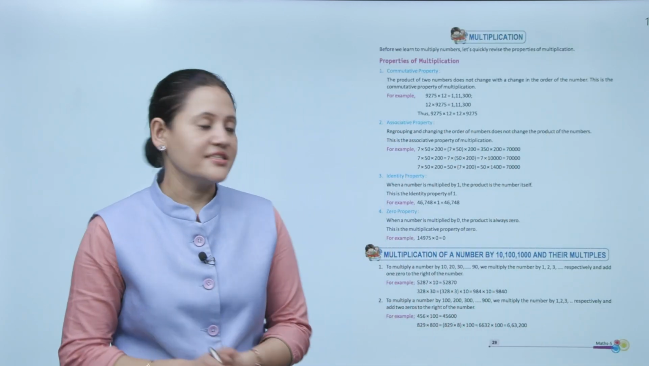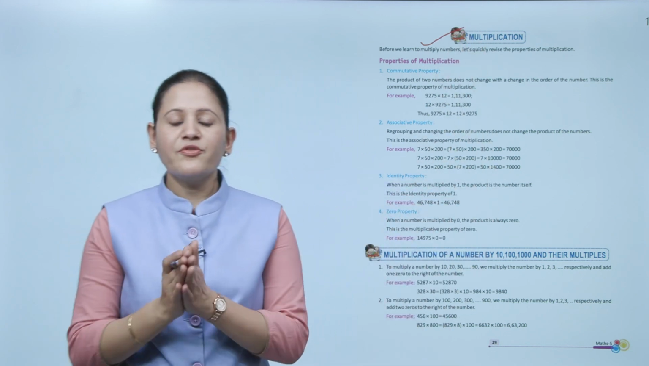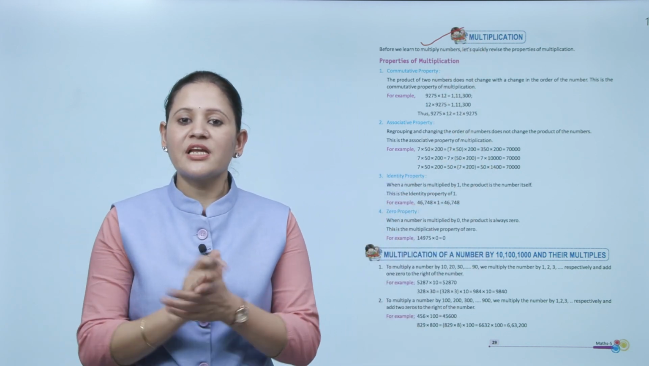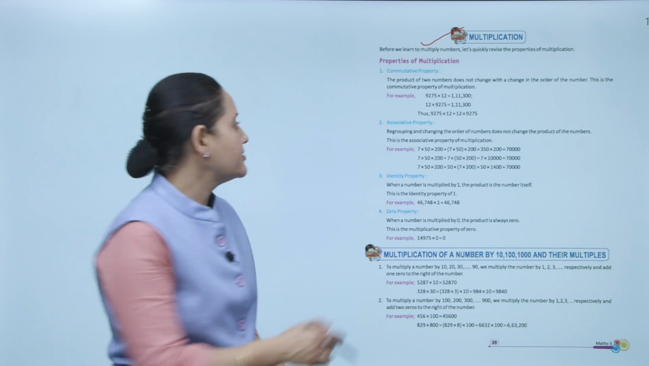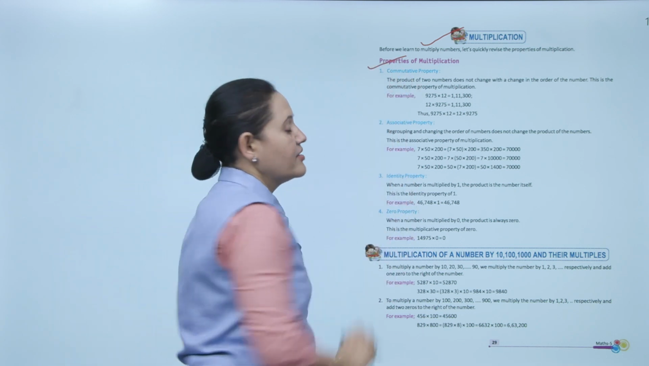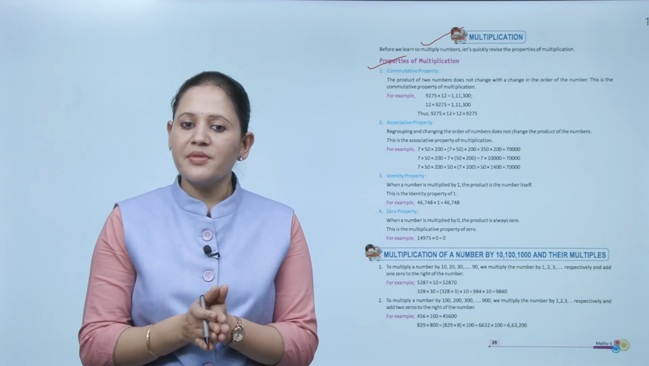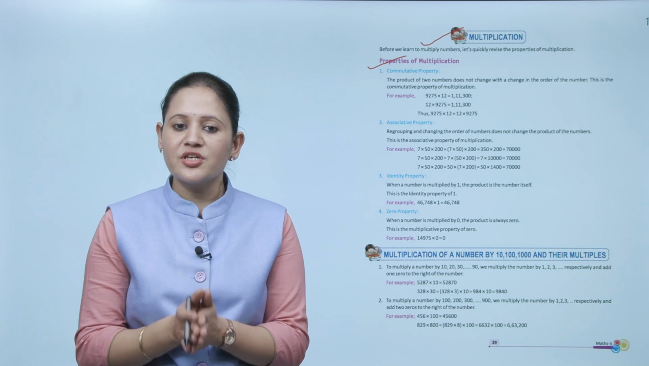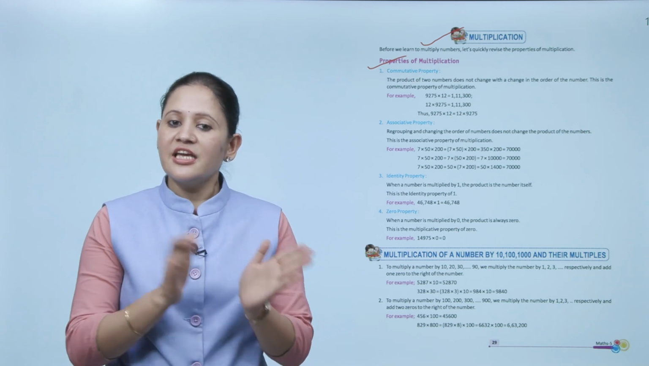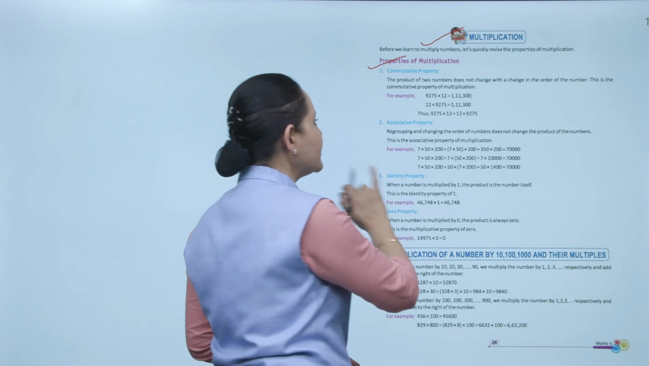Next is multiplication. Before we learn to multiply, let's quickly revise the properties of multiplication. First is the commutative property. The product of two numbers does not change with the change in the order of the numbers. This is the commutative property of multiplication. If we change the order of the numbers, the product will remain the same.